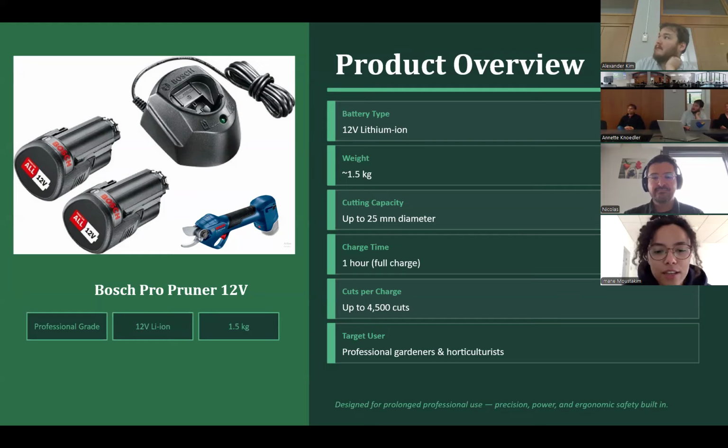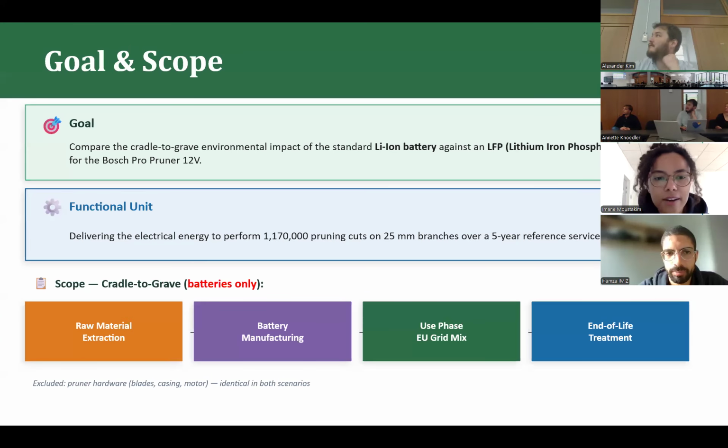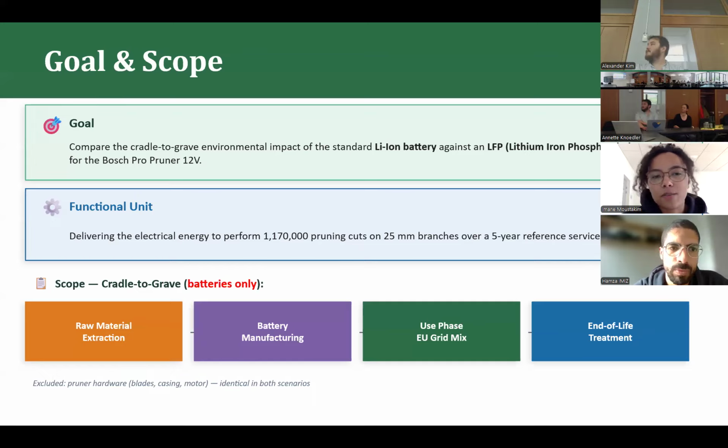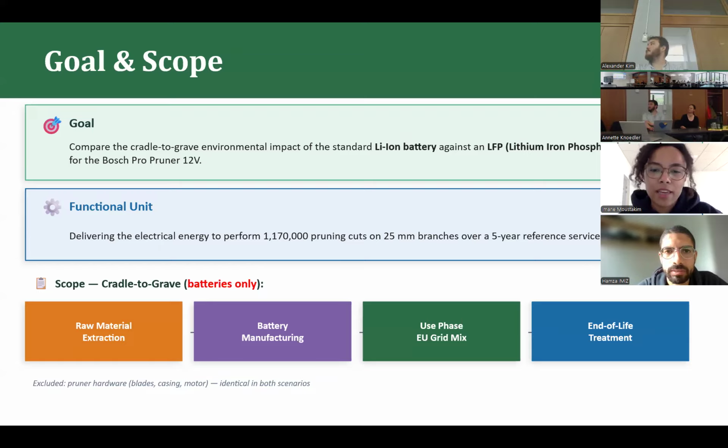So in this first slide, we can see the product overview. And what's important here is that we have to specify our target user and the scope of our study. So in the next slide, we can see the goal and the scope. We first started with the entire system, and then midway we saw that it was very complicated to do something like this, and we reduced it to only comparing the batteries.